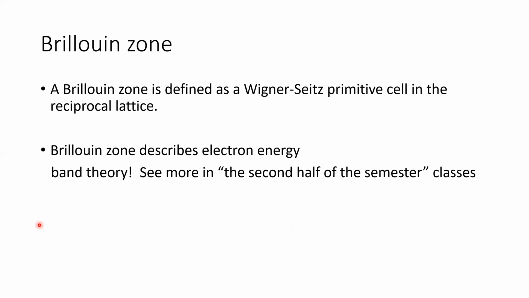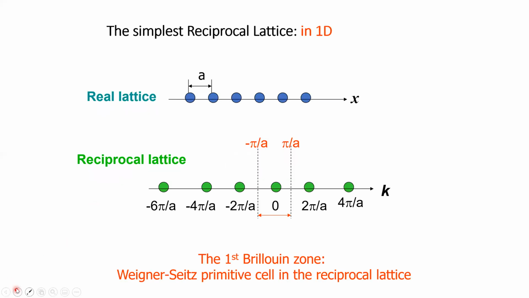New topic, Brillouin zone. What is the Brillouin zone? The Brillouin zone is defined as the Wigner-Seitz primitive cell in the reciprocal lattice. Okay, the Brillouin zone describes electron energy band theory, and you will learn more with Ajahn Kuntam in the second half of this semester. But I will show you how we can get the Brillouin zone.